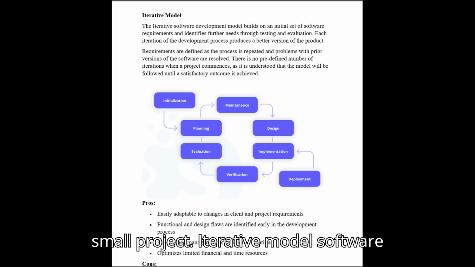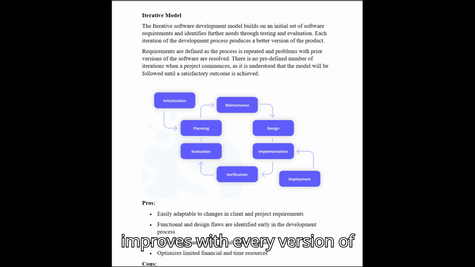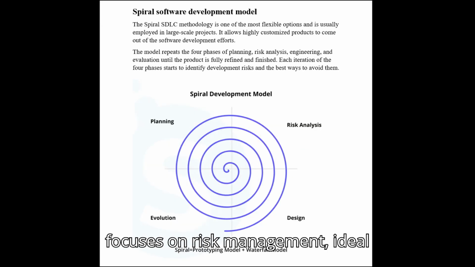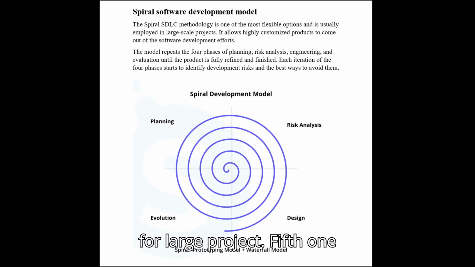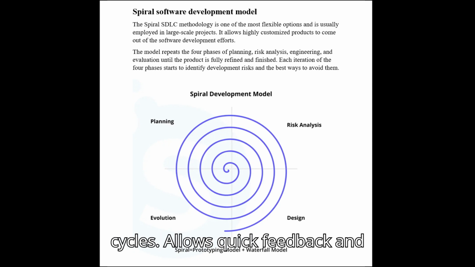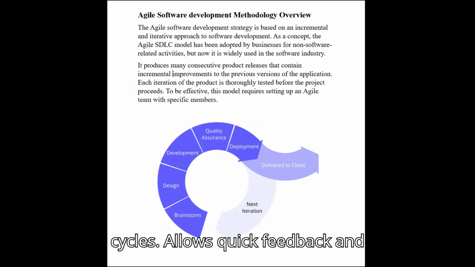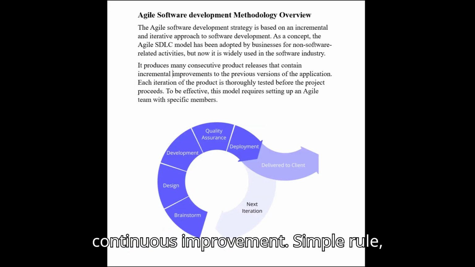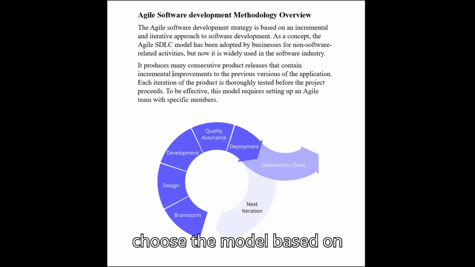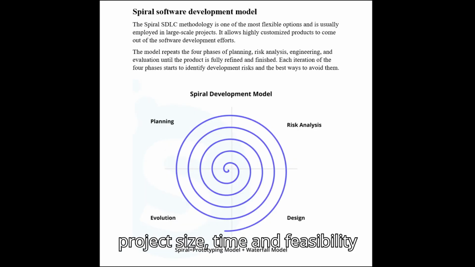Third, iterative model. Software improves with every version or iteration. Fourth, spiral model focuses on risk management, ideal for large projects. Fifth one, agile model works in short cycles, allows quick feedback and continuous improvement. Simple rule, choose the model based on project size, time, and flexibility needed.